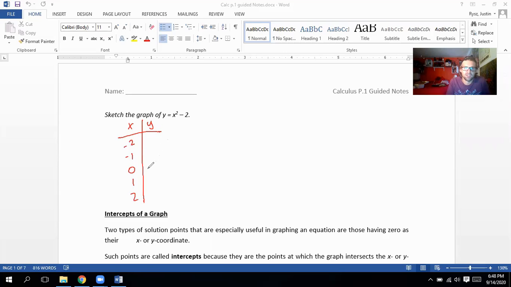If I plug 0 in, that's an easy one, I'll get -2. If I plug 1 in, 1 squared minus 2 is -1. I'm going to get the same thing on -1. If I plug 2 in, 2 squared is 4, minus 2 is 2. And all we're going to do is take those collection of points and plot that in a graph. 1, 2, 3, 4, 5. 1, 2, 3, 4, 5. Just keeping the axes the same to make everything nice and neat.